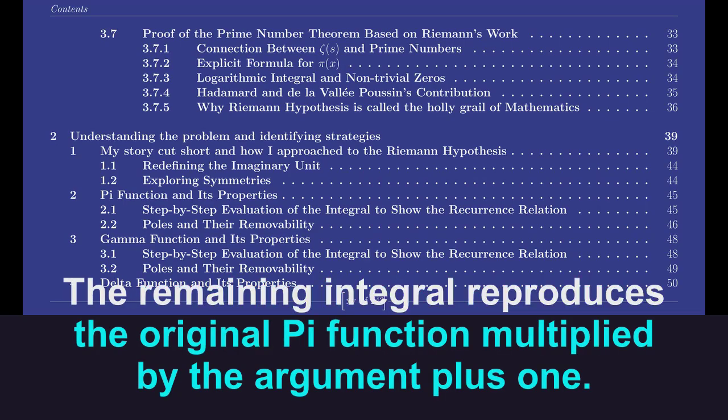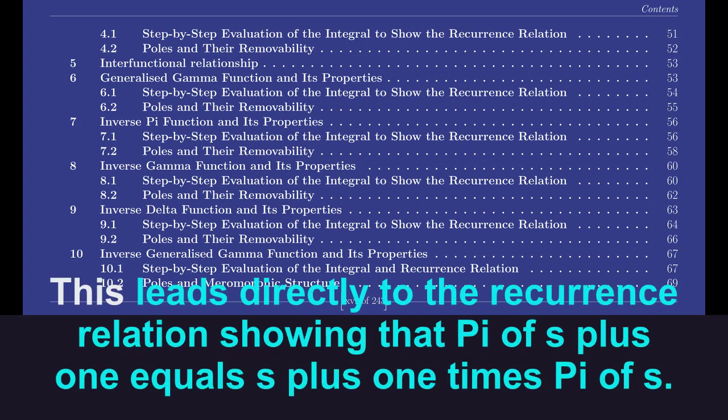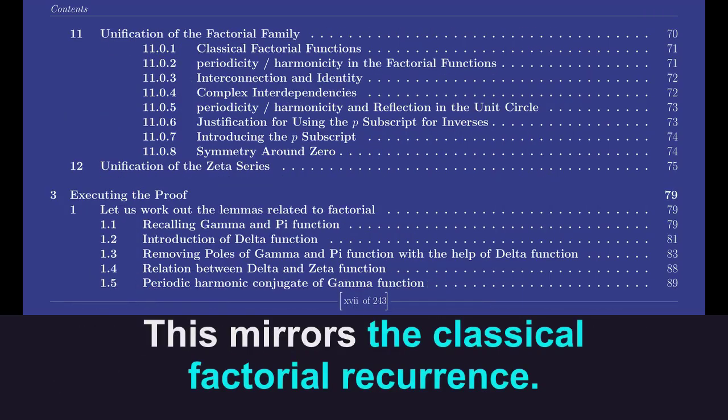The recurrence relation of the gamma function is derived next. By evaluating gamma at the argument +1 and applying integration by parts, the boundary terms again vanish due to exponential decay. The resulting expression shows that gamma of s plus 1 equals s times gamma of s. This recurrence establishes consistency with factorial behavior on the integers.